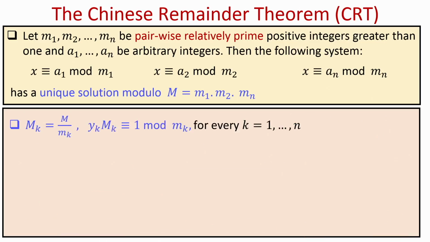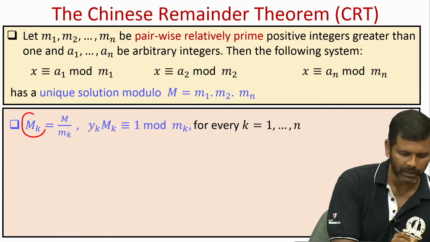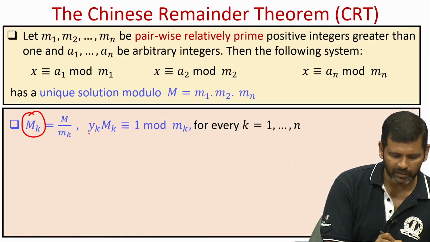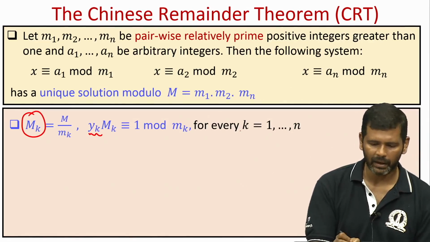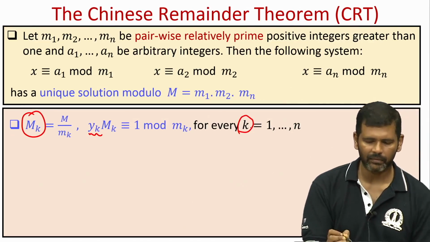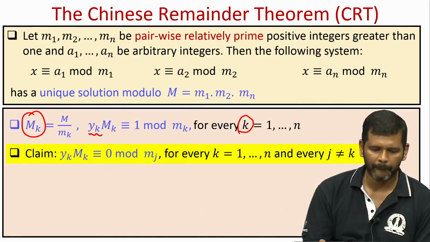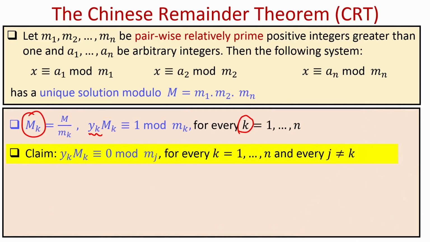So, these are the various facts here. This is my big M k and the corresponding multiplicative inverse is y sub k, and this I can find out for every k in the range 1 to n. Now, my claim is that the product of this y k and big M k modulo every other modulus except the kth modulus is 0.